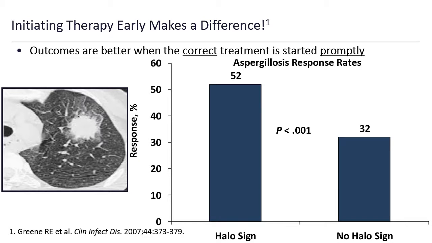And so when the data from a large randomized trial of voriconazole versus amphotericin was evaluated according to whether the Galactomannan was present when the therapy was initiated, you can see the response was 20% higher when this was started early compared to later. And this was true no matter what you started, you did substantially better.